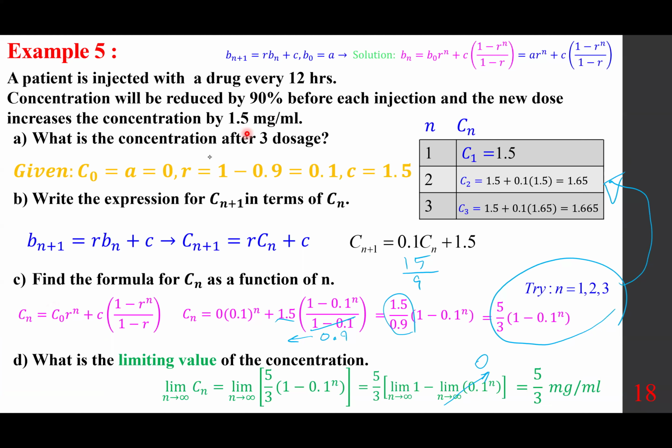The units are milligrams per milliliter. Okay, so we know where the limits come from. We're going to look at one more example. Any questions, class?